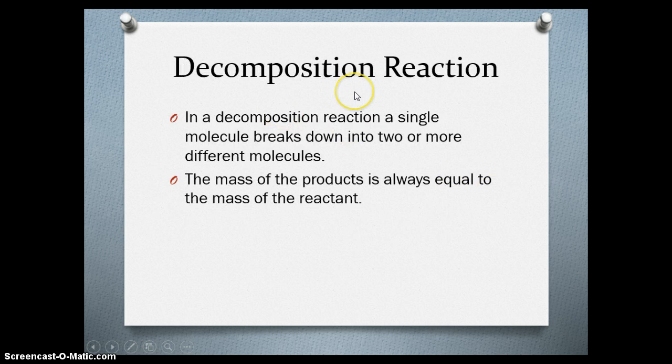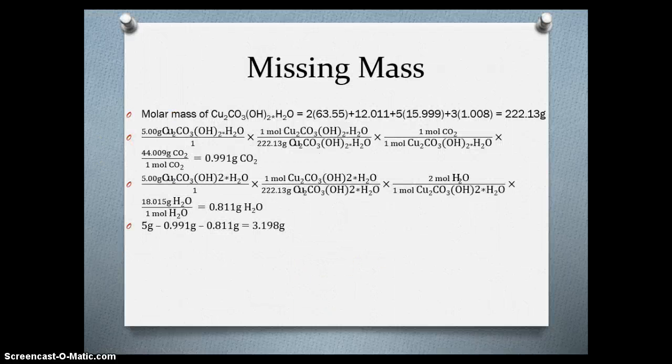Now the decomposition reaction, which is the type of reaction we witnessed here, is a chemical reaction in which a single molecule breaks down into 2 or more different molecules. Now, due to the law of conservation of mass, the mass of the products must always equal the mass of the reactant. But as we saw, the mass dropped quite a bit. This is because the mass of the carbon dioxide and water that was produced was lost since it was formed in a gaseous state.